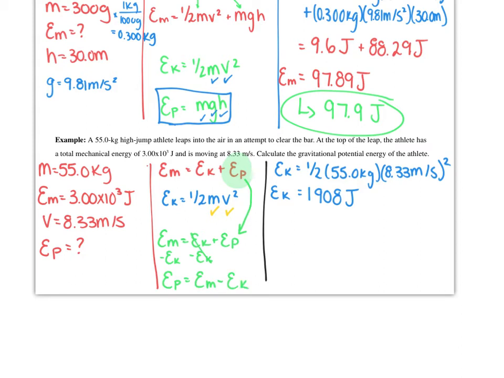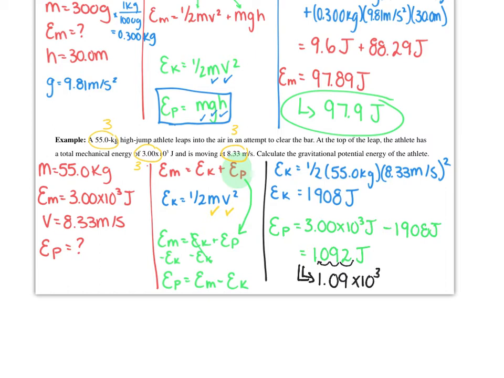So I'm going to sub in the values for EM, which we have here, and EK, which we just calculated, to solve for EP. So EP equals 3.00 times 10 to the 3 joules, take away 1,908 joules. And I got 1,092 joules. At the end of our question, looking at significant digits, it appears that every value in our question has 3 significant digits. So I would report my final answer in scientific notation, moving my decimal place 3 times. So I would report it as 1.09 times 10 to the 3 joules.